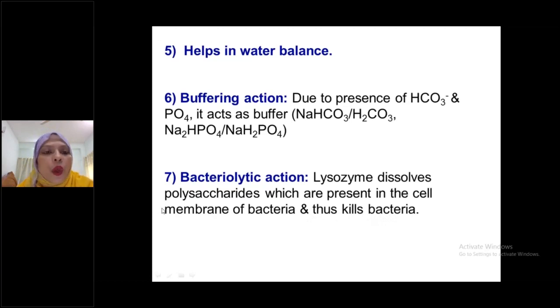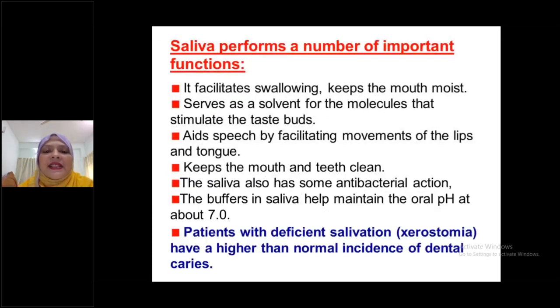But you can write this answer in a shortcut way. Functions of saliva. See here, according to Ganong, it facilitates swallowing, keeps the mouth moist, and serves as a solvent for the molecules that stimulate the taste buds.